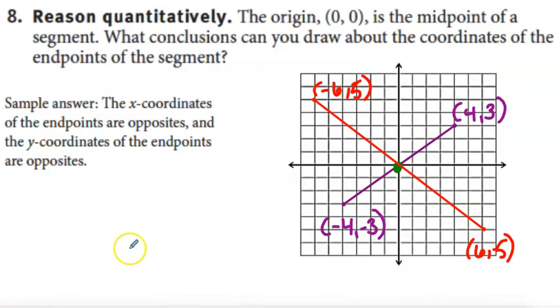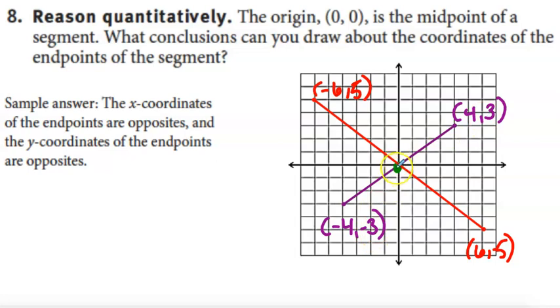Last but not least, the origin, which we know is 0, 0, is the midpoint of a segment. What conclusions can you draw about the coordinates of the endpoints? So I drew 2 examples, one in purple and one in red. The answer is that your x and y coordinates are going to be the opposite signs. So for example, if I have a 4, 3 here, the opposite of that is a -4, -3.